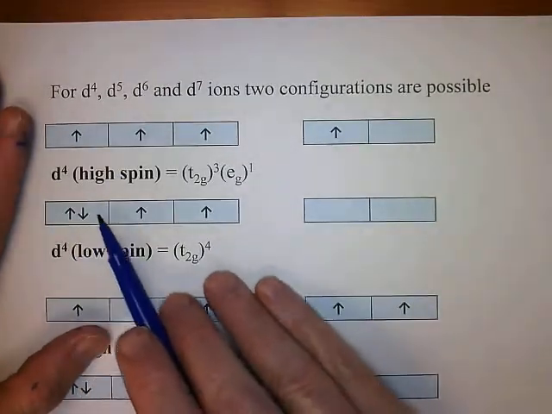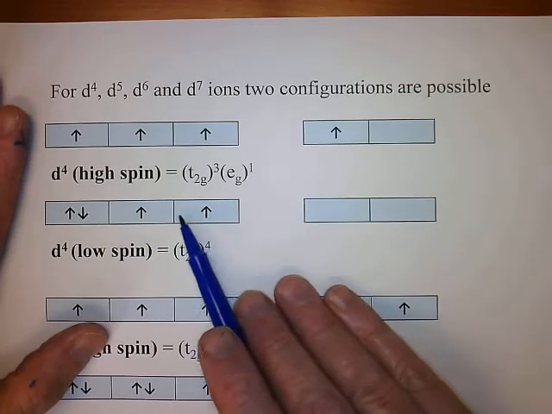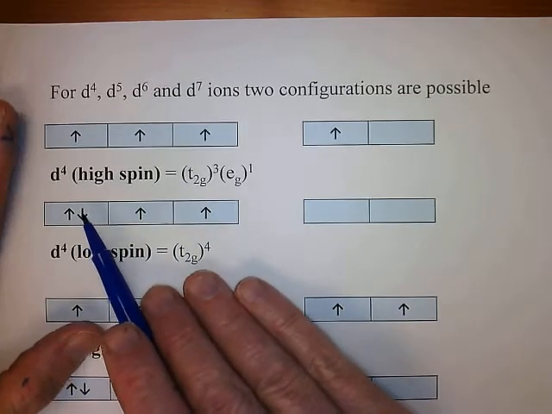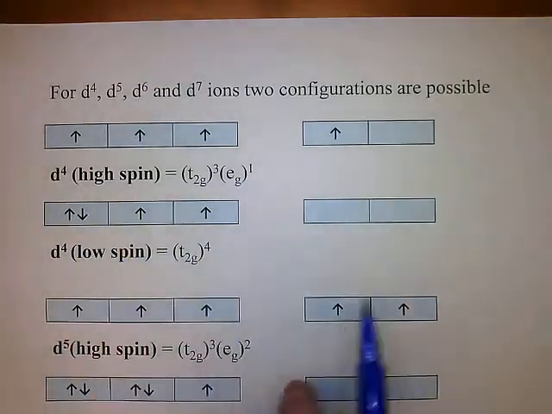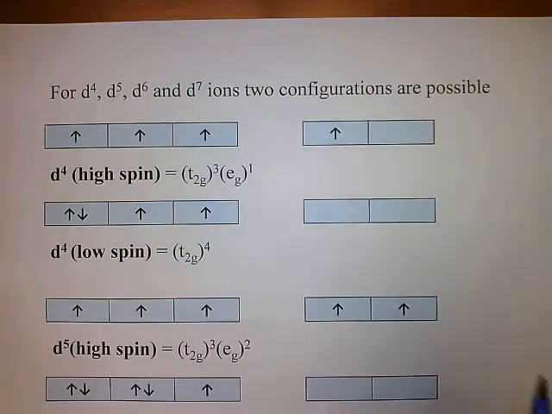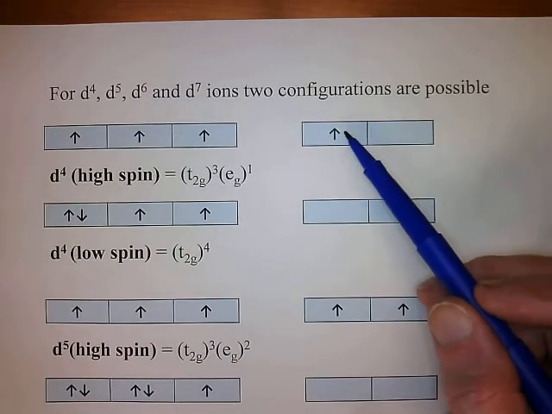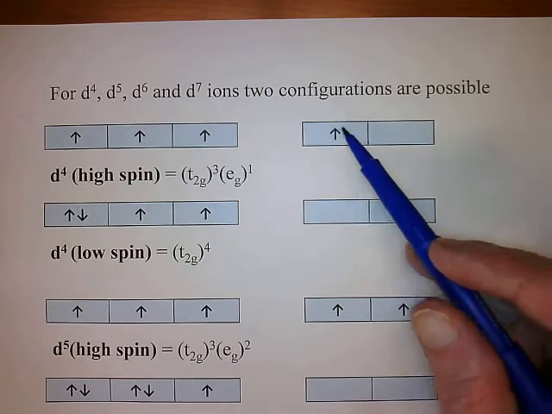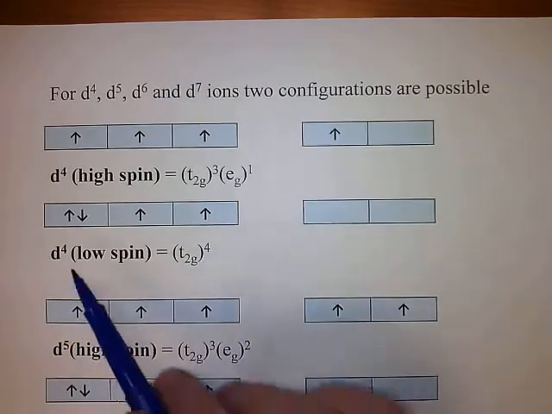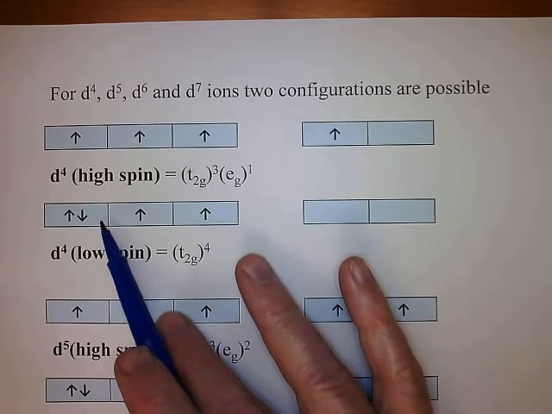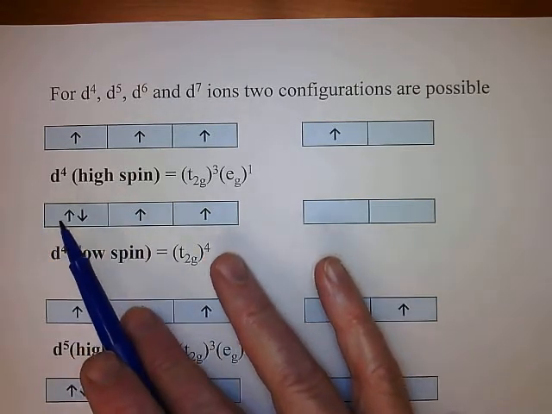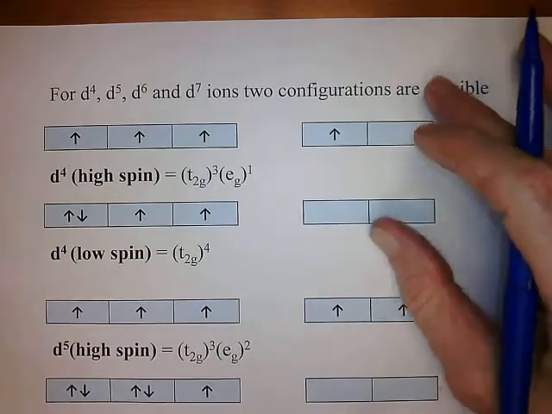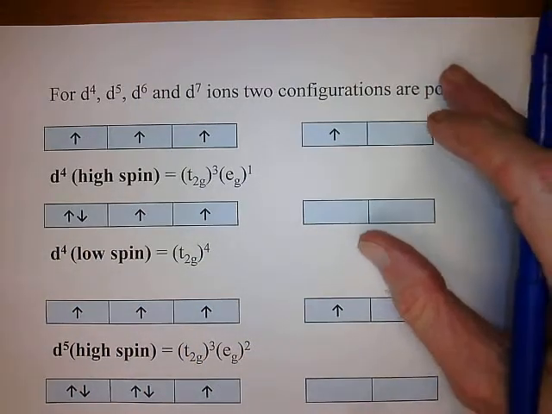So we're going to go 1, 2, 3, and then we come back and put the fourth one in and start to pair them up. One more time, it's an energy penalty either way. It's a matter of which has the lesser energy penalty. If we put it up here, the penalty is that it's going into a higher energy orbital. If we put it down here, the penalty is we have to supply pairing energy. So which case you get depends upon how big the field splitting is.